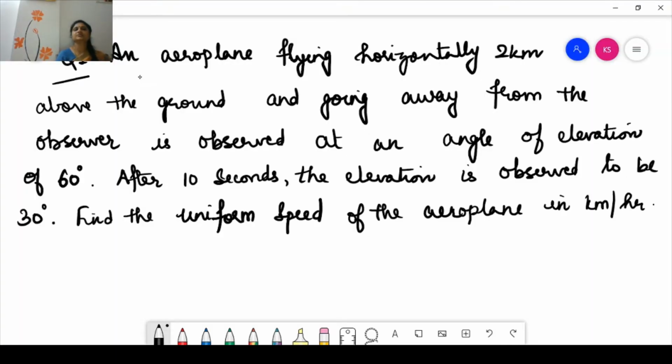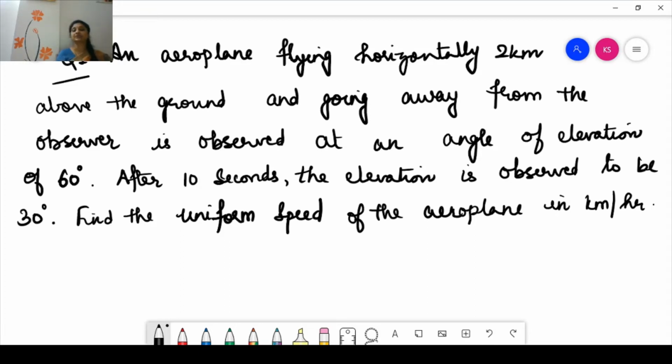Okay, the first question for the session today is: an aeroplane flying horizontally 2 kilometers above the ground and going away from the observer is observed at an angle of elevation of 60 degrees. After 10 seconds, the elevation is observed to be 30 degrees. Find the uniform speed of the aeroplane in kilometers per hour.